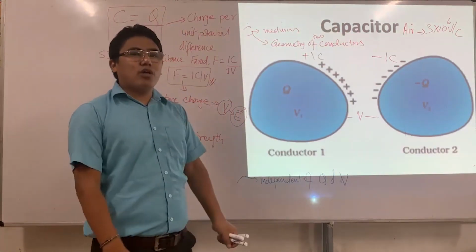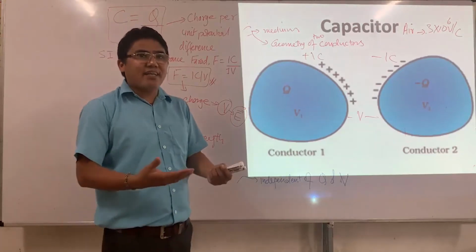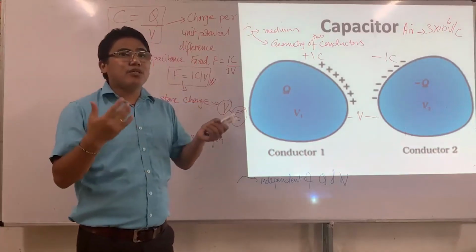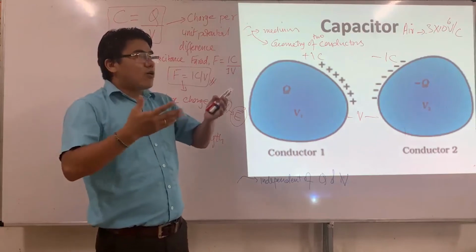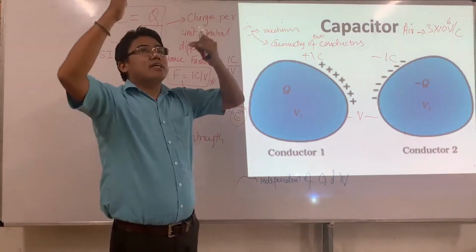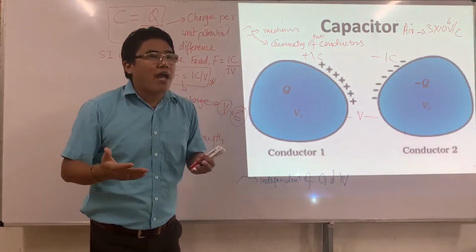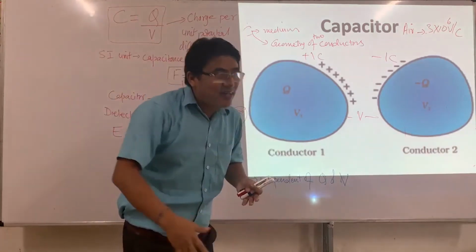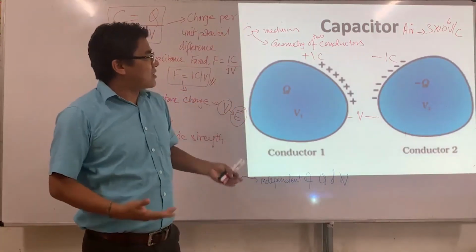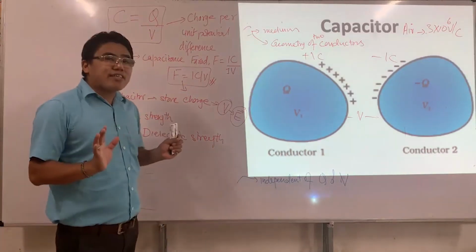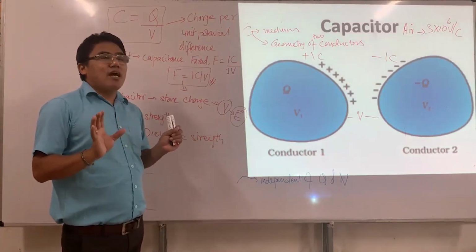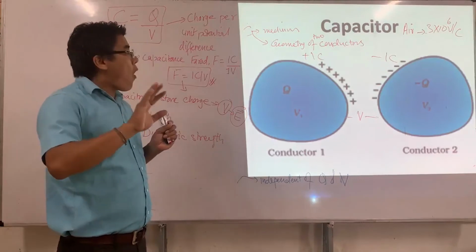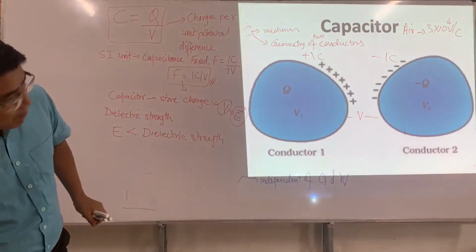This is exactly what we find in the case of lightning and thundering, right? During lightning and thundering times, the electric field across the cloud becomes so high that it conducts electricity, and you see the current, or a movement of charge in the sky. So every time, we have to maintain the electric field across the conductor below the dielectric strength. Alright, so this is all about dielectric.